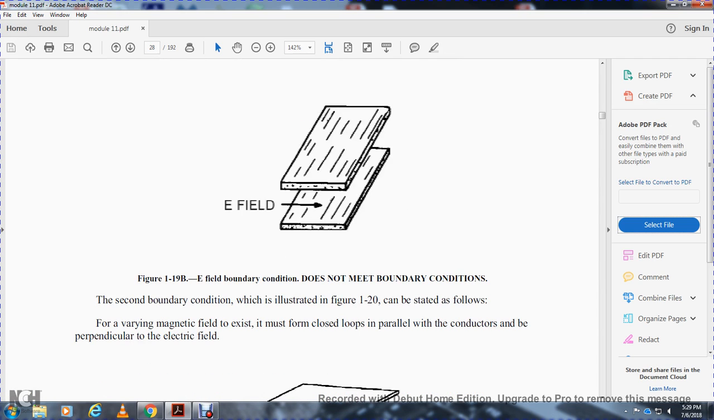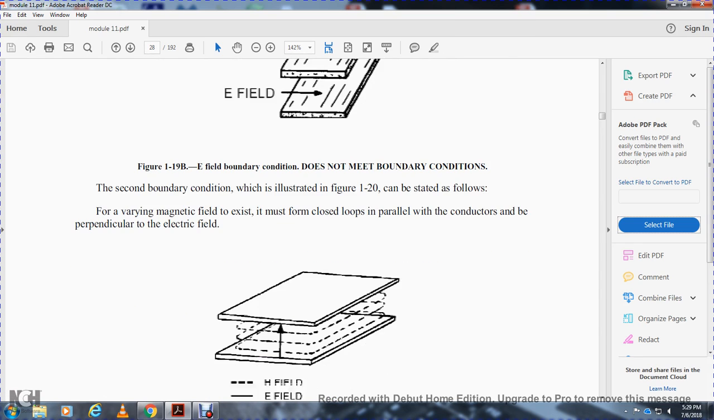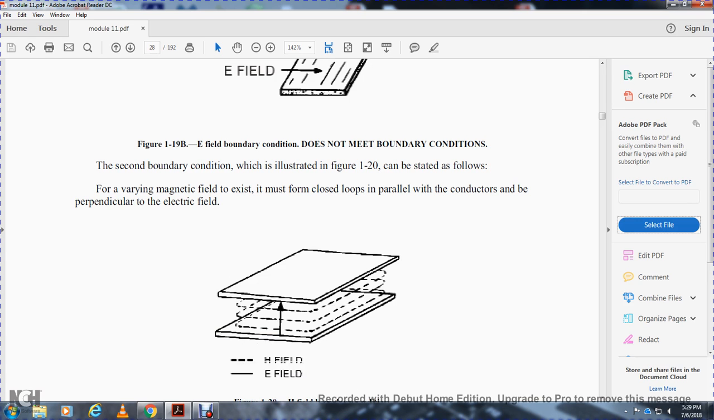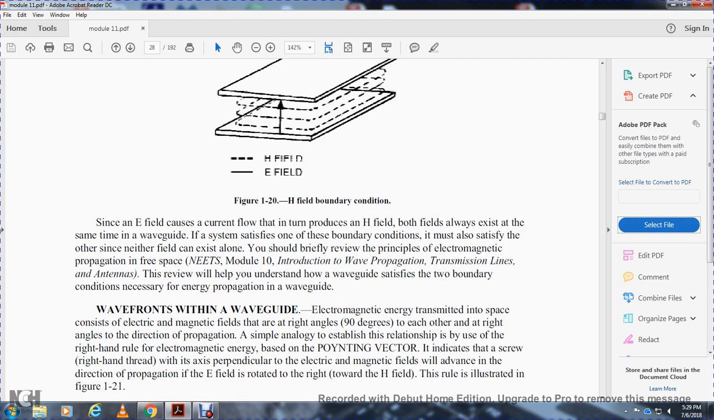The second boundary condition, illustrated in figure 120, can be stated as follows: a magnetic field that exists must form a closed loop, parallel to the conductors and perpendicular to the electrical field. Since the electric field with current flow produces the magnetic field, both fields always exist at the same time in the waveguide.